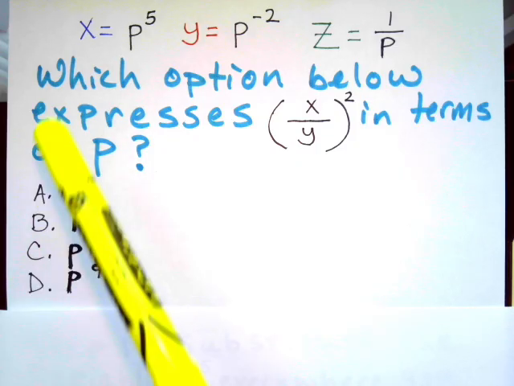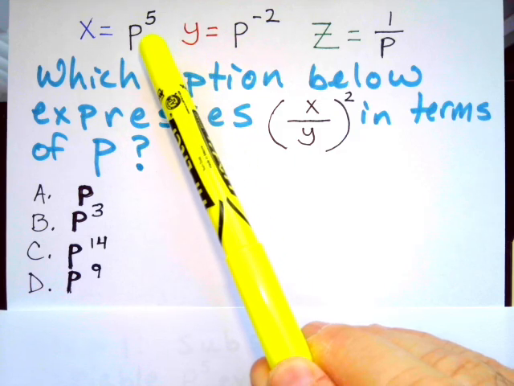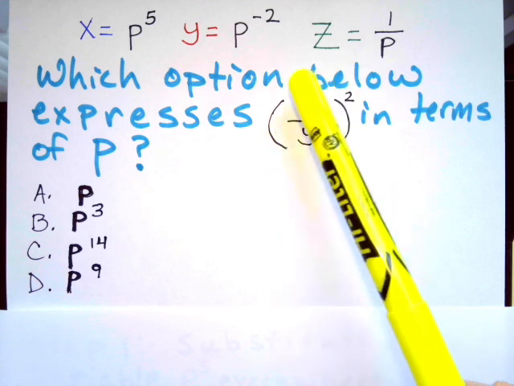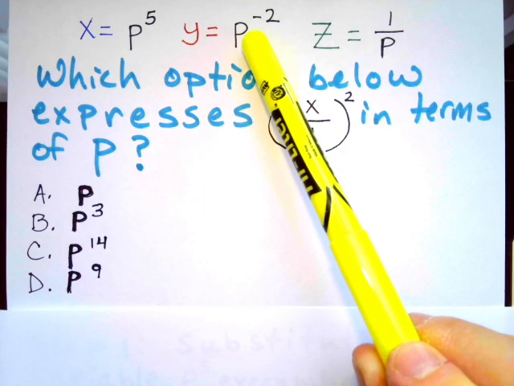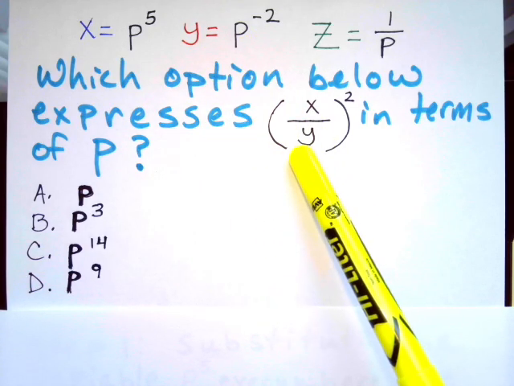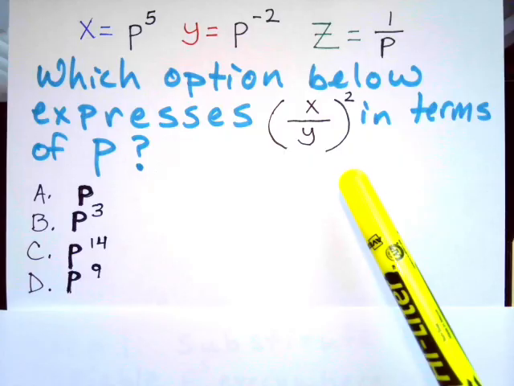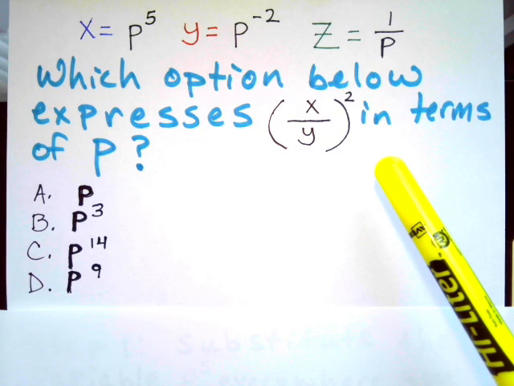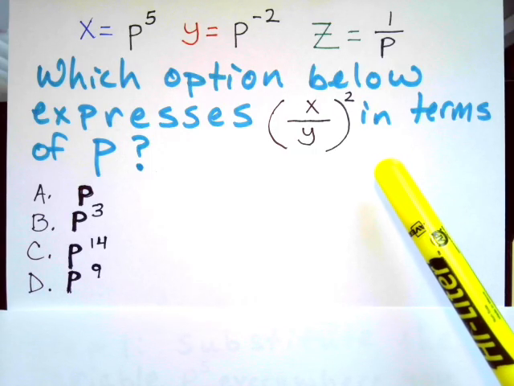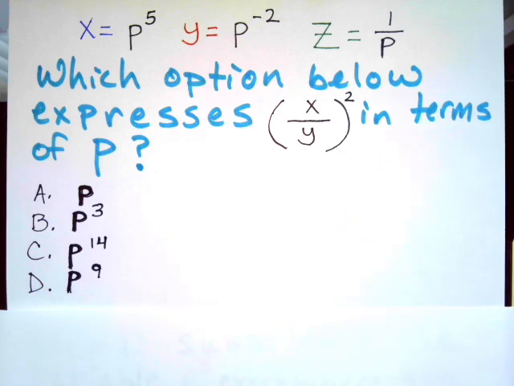Now I want you to remember what the values of x and y are equal to. In just a moment, we're going to substitute the value of x, p to the fifth power, everywhere you see x. We're going to substitute the value of y. If y equals p to the negative 2, then I can substitute everywhere I see a y, p to that negative 2 power. And then we'll follow the order of operations, the rules for exponential powers for power to a power, and the quotient rules in order to solve and find our answer A, B, C, or D.